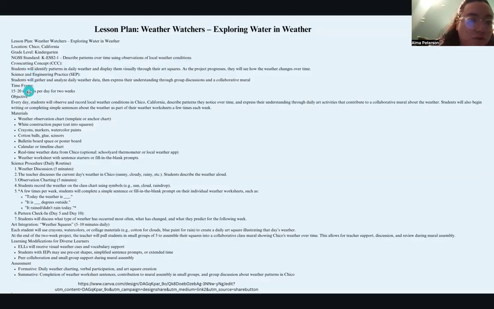The time frame is 15 to 20 minutes per day. I want the teacher to be able to have every day 15 to 20 minutes for the students to do their charts and describe the weather and the precipitation. The materials are down here. You're going to need the weather observation chart that is on this website, construction paper, crayons, markers.